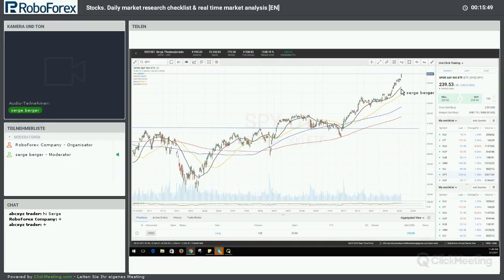and actually, let me check. I need to check something here on the settings. Okay. There we go. All right. So the next one is the 50-day moving average. Then we have the blue line, which is the 100-day moving average. And lastly, we have the red one, which is the 200-day moving average.